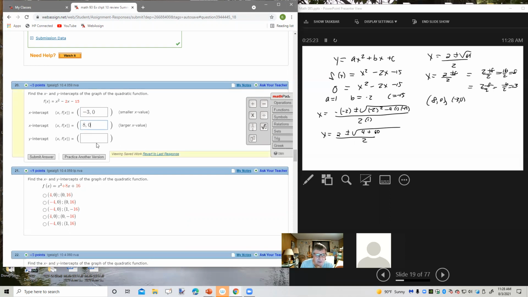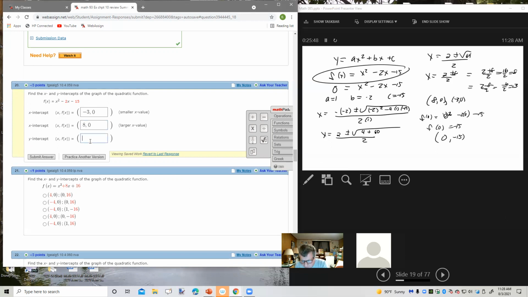All right, the y-intercept, to find the y-intercept, you set x equal to 0. Well, if we find f of 0, that's just going to be, that's supposed to be a squared. That's just going to be the c value, right? So that's going to, so it's at 0, negative 15. So here again, 0, negative 15.